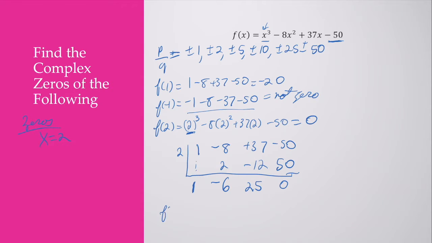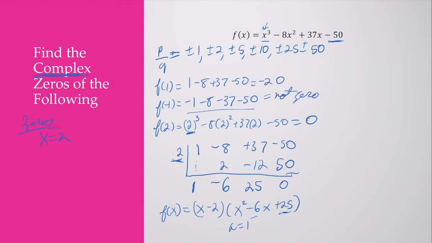So now I have f of x is x minus 2, right, because it's x minus our factor k, times x squared minus 6x plus 25. So first, as always, because I don't know that this is going to be complex, I told you it's going to have complex zeros, but you wouldn't know otherwise. I say, okay, what are some factors of 25 that add up to negative 6? Well, there are no factors of 25 that add up to negative 6, so we need to use the quadratic formula.